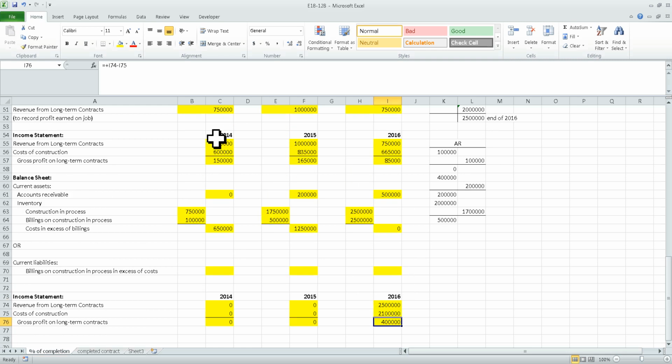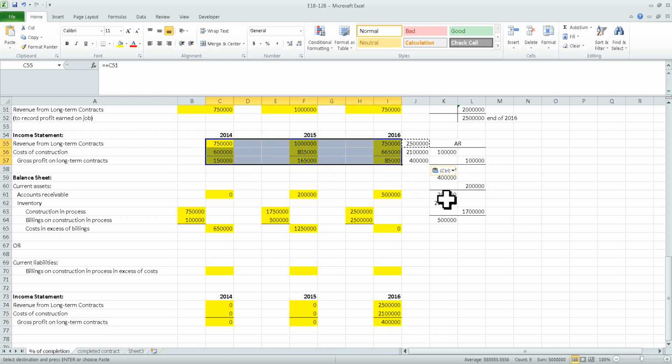So the total profit, the total revenue, the total cost of construction, total gross profit recognized across the 3 year period of time is the same. Let's just go up here and sum across so that you'll see. That's the 3 year total right there of what we report on the income statement under percentage of completion. That matches exactly with what we report in 2016 if we account for this under completed contract method. The difference is that the profit hits the income statement in one big lump sum in the year in which the job is completed under completed contract, whereas it's recognized gradually over the life of the job according to the degree of progress made on the job under the percentage of completion method.